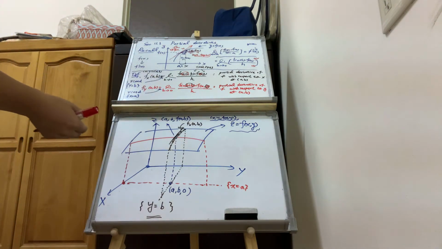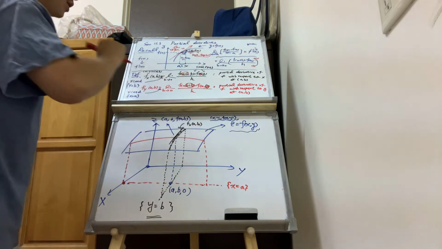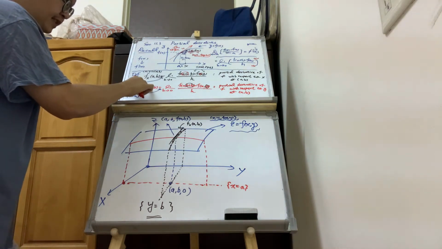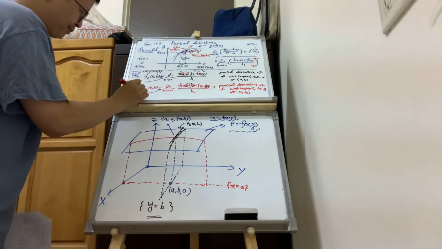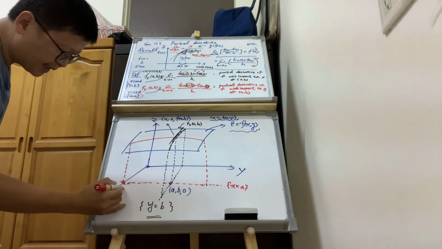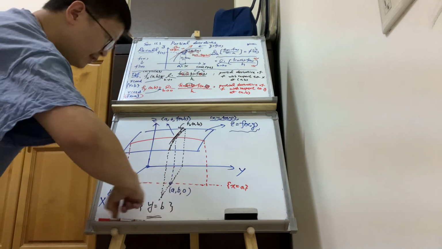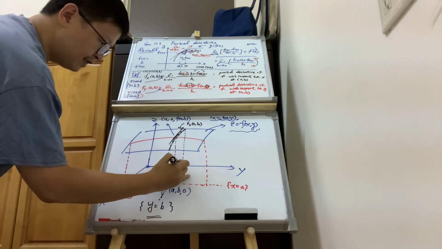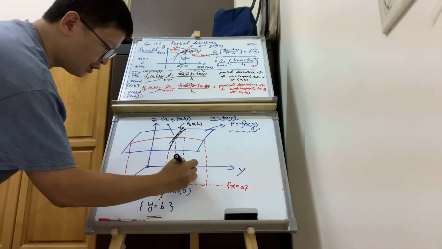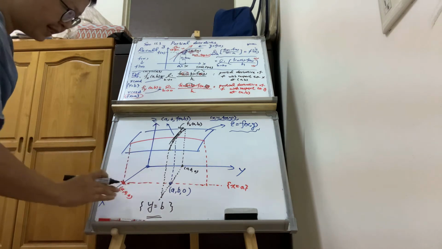Now, with respect to y, so in the y coordinate we will change, but in the x coordinate we fix, at the point x equals a. So now we fix the plane x equals a. Here this point is (a, 0, 0), and this point, I write down here, is (0, b, 0). We fix the plane y equals b, and here we fix the plane x equals a.